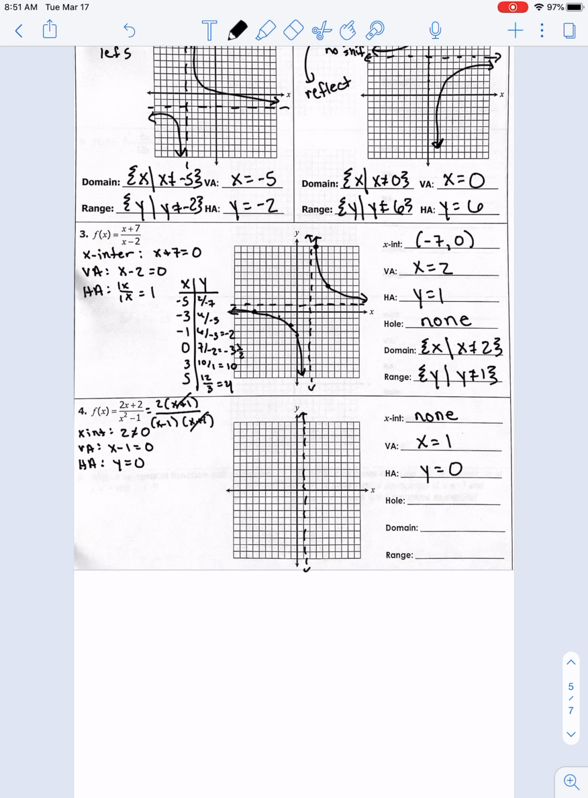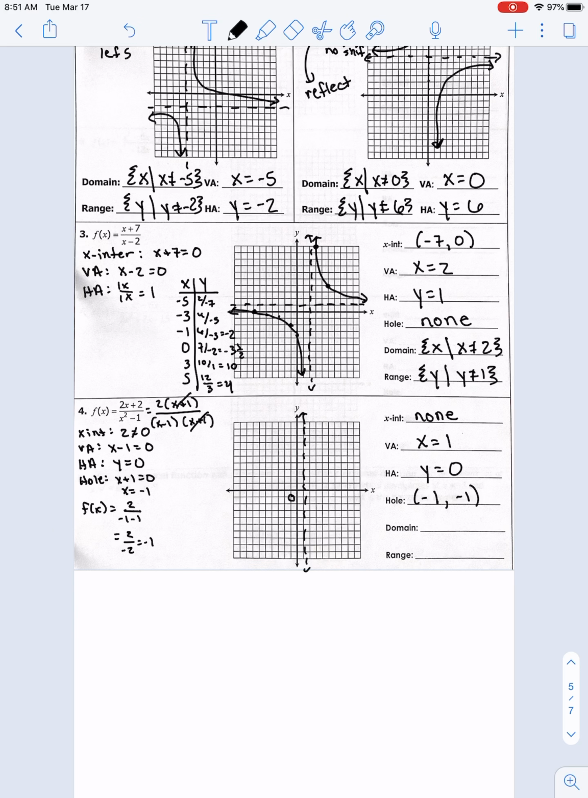Now to figure out our hole discontinuity, we need to first solve the common factor for 0. So if we set x plus 1 equal to 0, we get that the x-coordinate is -1. If we plug that back in to the simplified expression, we get 2 over -1 minus 1. Well, that is equal to 2 over -2, which equals -1. So I'm going to go ahead and go -1, -1, and draw my hole in the graph.